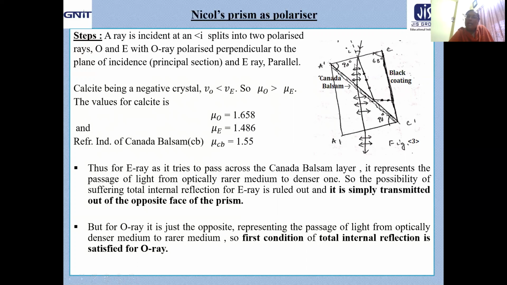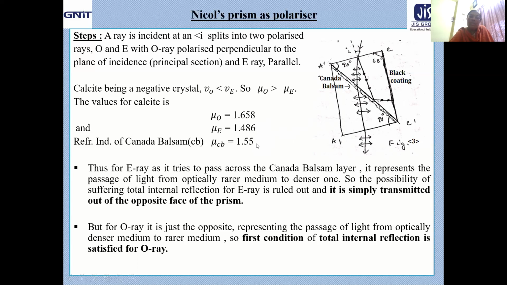Now, when the E ray is approaching the Canada balsam interface with respect to the calcite, it is the movement of light from optically rarer to denser medium. Just take a look. For the E ray, as it tries to pass through towards the Canada balsam, it is the movement of light from optically rarer medium to denser medium.